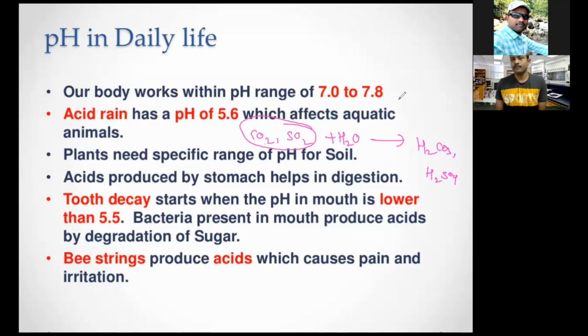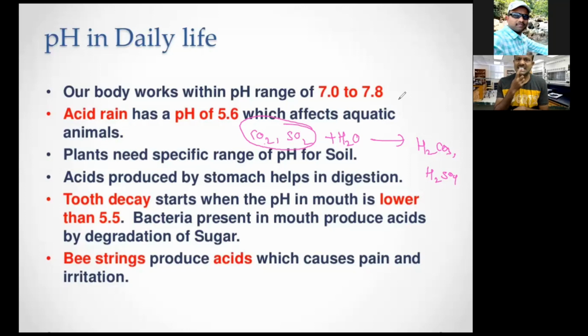Then what will happen? Some of the particles are trapped in your teeth. These food particles react with the bacteria. This bacteria, when it reacts with the food particles, releases some acids. Okay, it causes tooth decay.